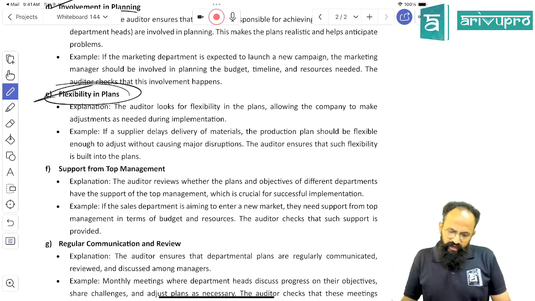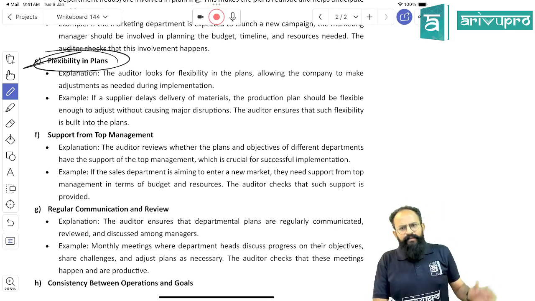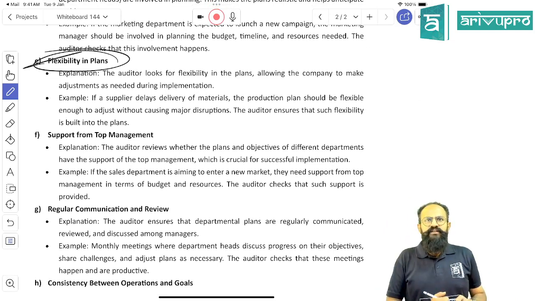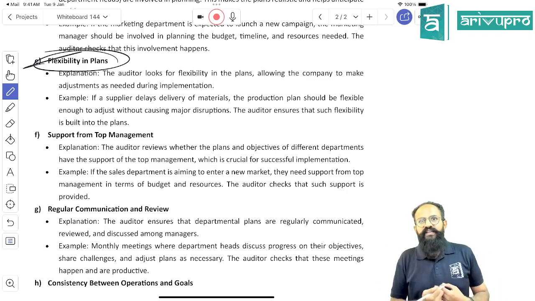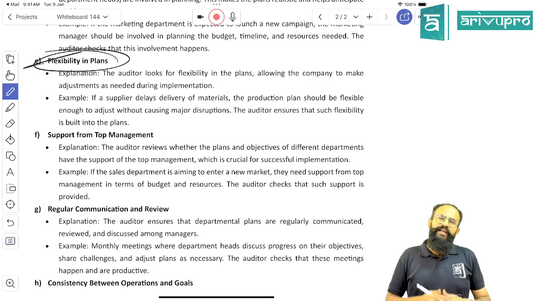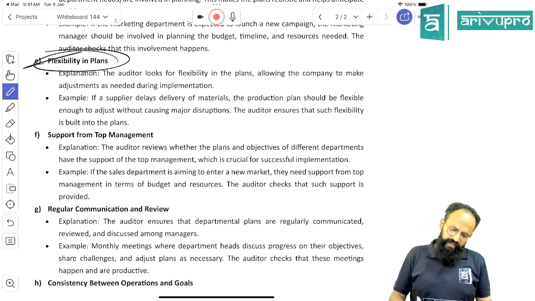What is that, sir? Whenever I'm implementing, don't be very rigid. Probably I would have agreed for something, if at all I'm not able to. But if you're very rigid on it, then you will not be able to implement it at all. So they're telling you try to be flexible at the time of implementation.